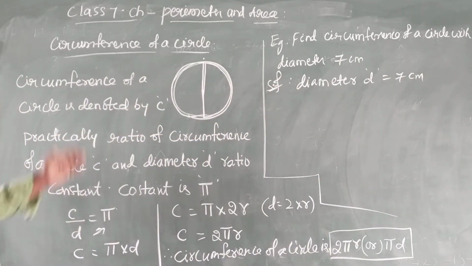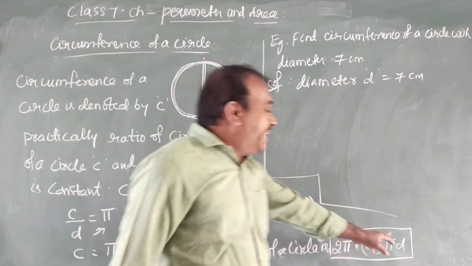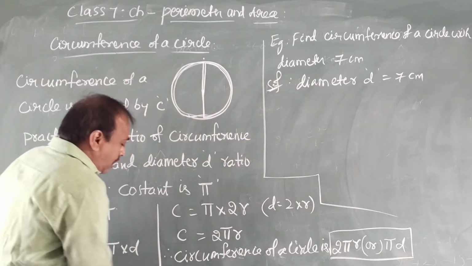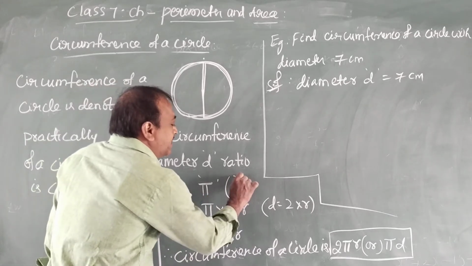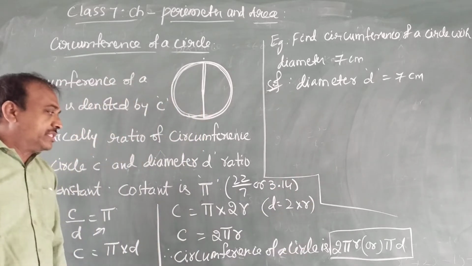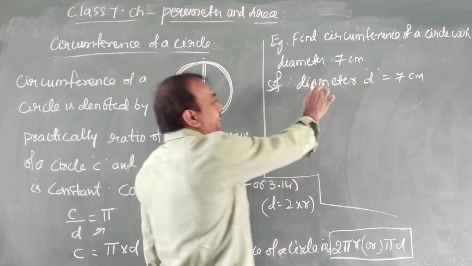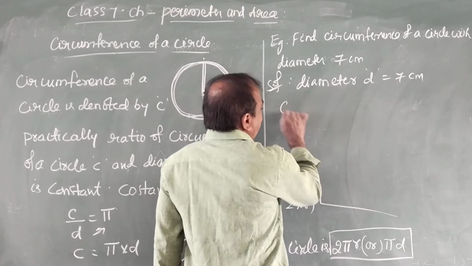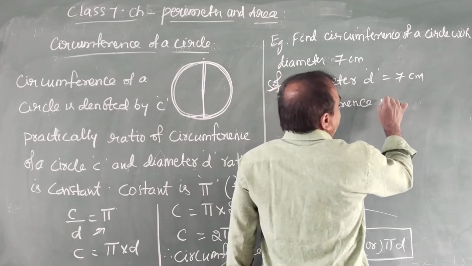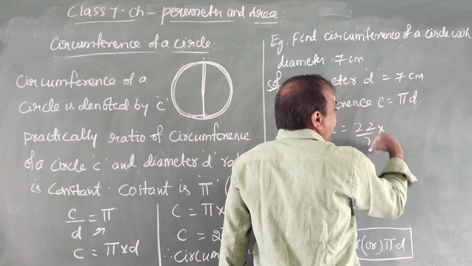As we know, the circumference of a circle is either pi d or 2 pi r. If you know the diameter, pi into d, and the value of pi is 22 by 7 or approximately 3.14, which we will be using. The constant is pi, which is 22 by 7 or 3.14. So D is equal to 7 centimeters, and circumference C is equal to pi D. So C is equal to 22 by 7 into 7.